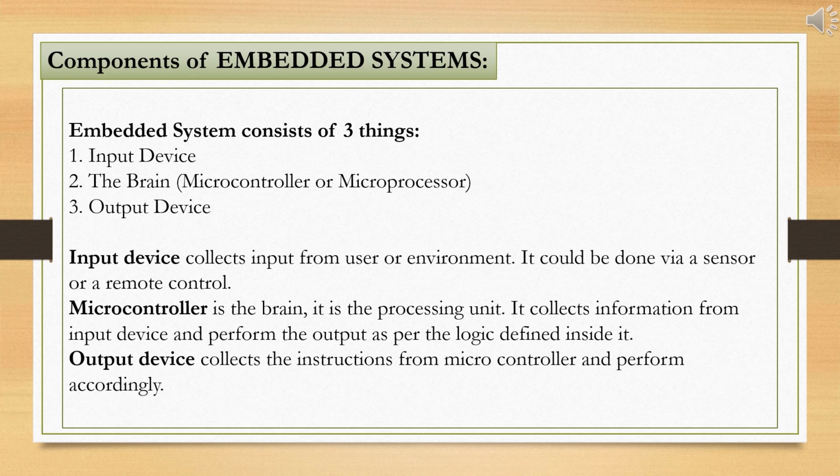Components of an embedded system. An embedded system consists of three things: input device, the brain, which may be a microcontroller or microprocessor, and output device. The input device collects information from the environment. It could be done using sensors or a remote control. The microcontroller is the brain. It is a processing unit. It collects information from the input device and performs the output as per the logic defined inside it. Logic means we'll be programming the microcontroller. The output device collects the instructions from the microcontroller and performs accordingly.